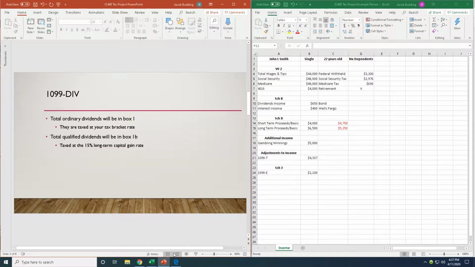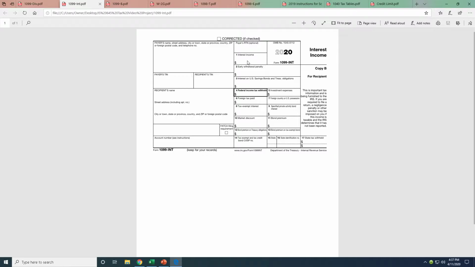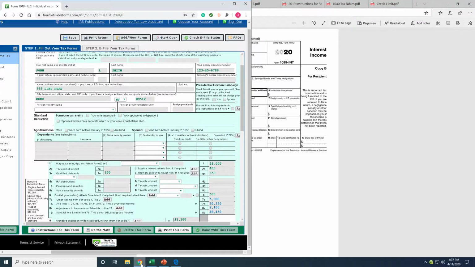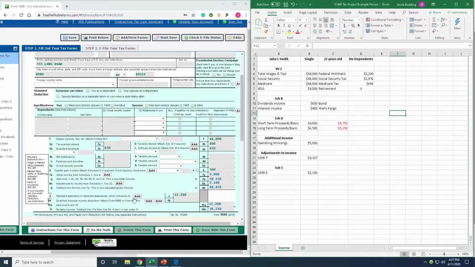All right. And interest income will be in box 1. Showed you guys that. Back over here, interest income. Pull back up the tax software. Excel. So we're flying through this right now.